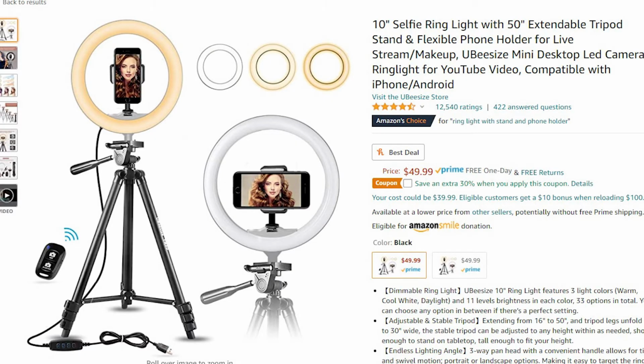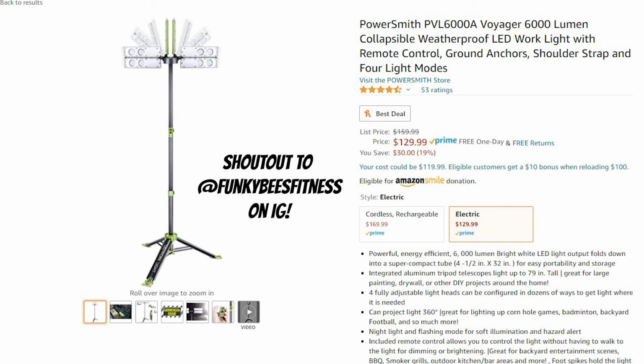I also have friends who have purchased ring lights, and Funky Bees Fitness on Instagram even uses a work light by Powersmith. Now, if you're familiar with lighting, you're probably wondering why I haven't mentioned quality of light yet.